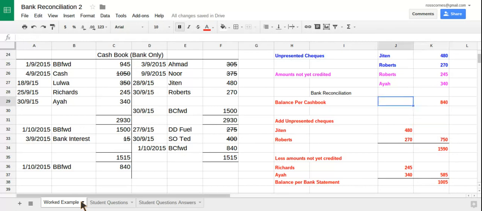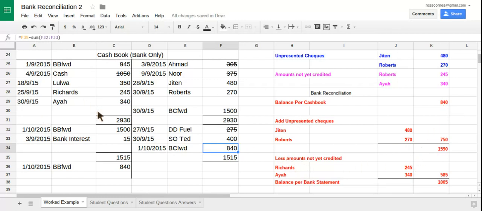So way one, if we start with balance per cash book, we're going to add unpresented checks. So we're going to add to the balance as per the cash book all the amounts that we think we've paid to suppliers, in this case 480 and 270 to Jitan and Roberts. The reason why we're going to do that is in the bank, they haven't yet taken that money off. So we've taken it off in the $840, but the bank haven't. So we need to add it back onto our figure from our cash book. It isn't money that's actually gone out from the bank yet.